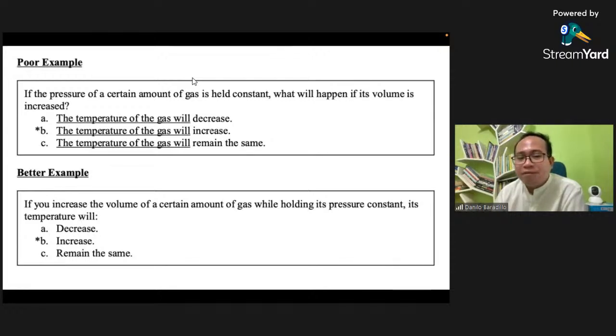Otherwise, if you would want that to be transformed to a direct question, why not? But if you have this kind of question, not every question could be a direct question. You have to remember that. For as long as there is a problem posed in the stem, then that would really work very much, right? But if this is an if question, if you increase the volume of a certain amount of gas while holding its pressure constant, its temperature will. So I'm now trying to avoid what? Repetitive words or phrases in the alternatives.